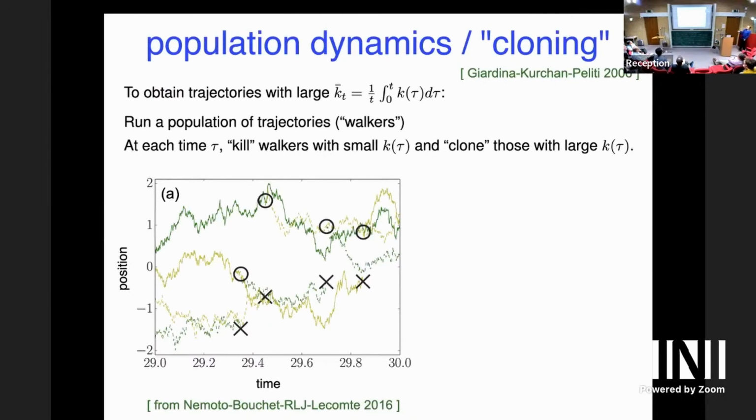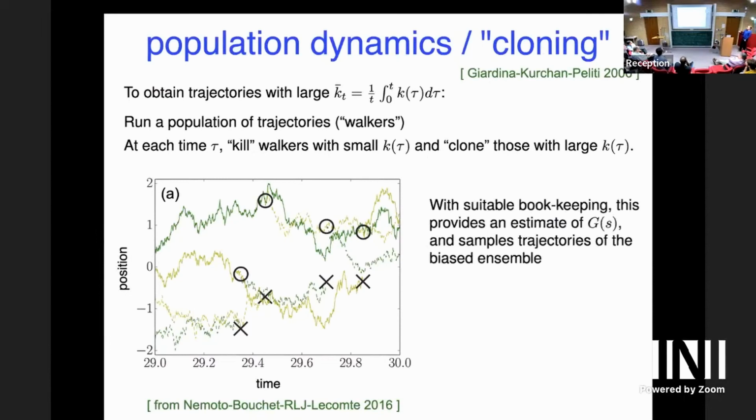And then at every time t, or every so often, we kill the walkers that don't do what we want, and we clone the walkers that do what we want. And we don't just do this however we want, you do it in some prescribed way, according to some prescribed rules. You do some bookkeeping, you run the algorithm, and this provides an estimate of the SCGF, and it samples trajectories of the biased ensemble. So here's an example with 4 walkers for a system with 1 coordinate.